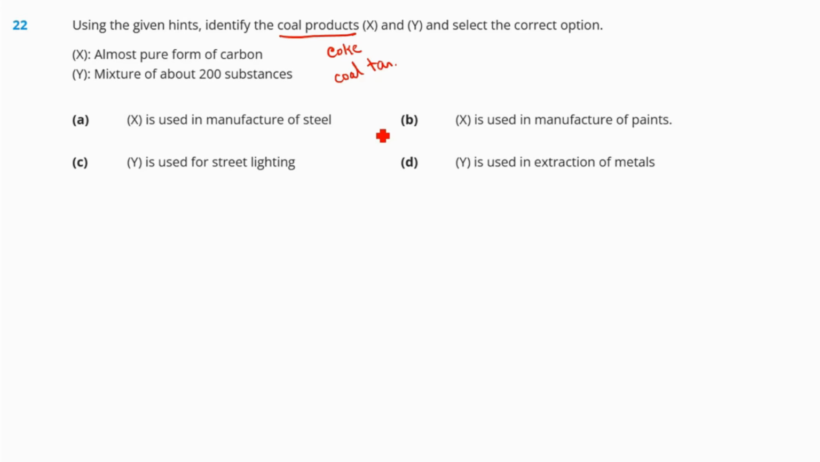Why? Because the destructive distillation of coal gives coke, coal gas and coal tar. Coal tar is a complex mixture of roughly 200 different organic compounds. Our options: X is used in manufacture of steel. This is a correct statement because coke is used in the manufacture of steel. X is used in the manufacture of pens. Wrong. Coal tar is used for street lighting? No. Coal tar is used in extraction of metal? No. So our correct answer is option number A.